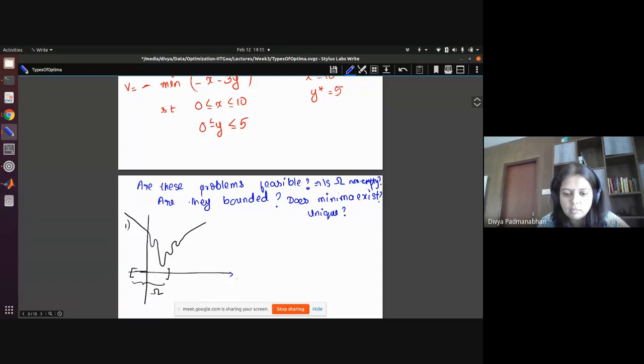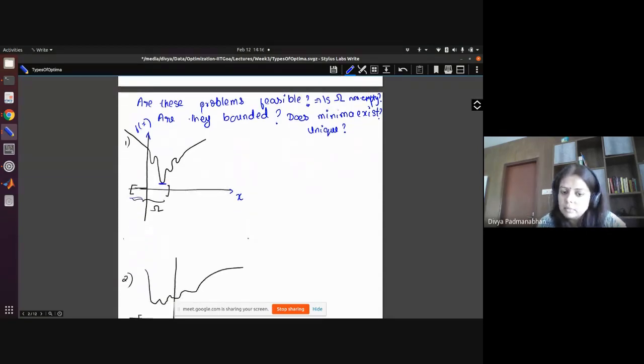So this is all the region of X, and this is f of X. And I'm restricting my attention to this interval, okay? So this is a function I want to minimize. So here there is one minimum point, right? So this is the minimum, okay? So this is feasible because you have some elements in this omega, and the function is bounded in this range, right? In this omega, if you restrict it to omega, it is bounded in this region, and the minimum point exists, and in this case it's unique, okay?